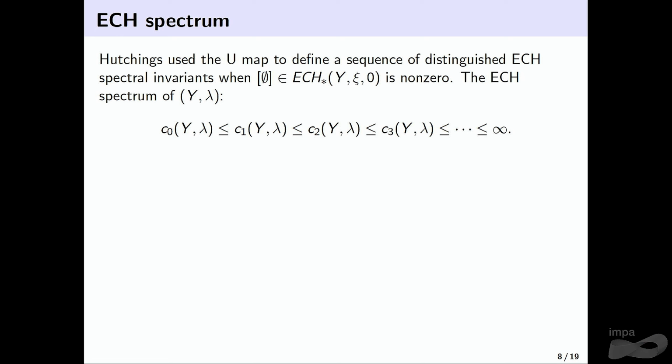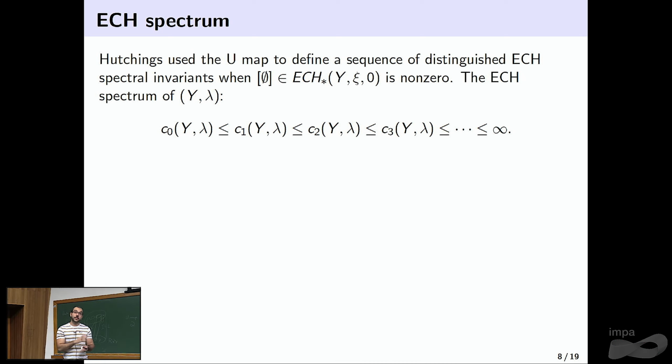So these are some nice results that we have. And Michael Hutchings also defined a distinguished sequence of ECH spectral invariants. It is called the ECH spectrum. And this is just defined in the case that the empty set represents a non-zero homology class in ECH. So I said that the generators are orbit sets, but I didn't exclude the case of the empty set. The empty set is an orbit set by definition.